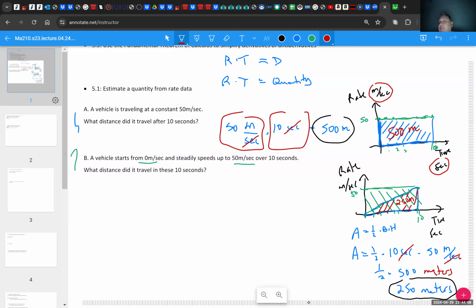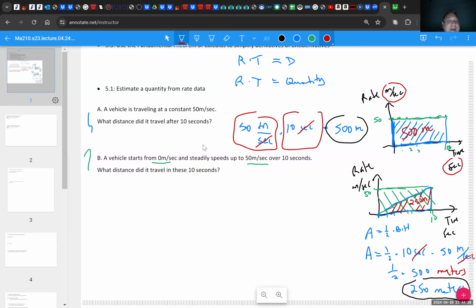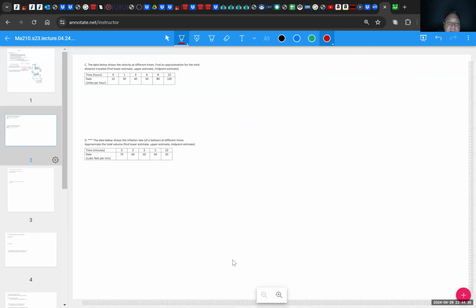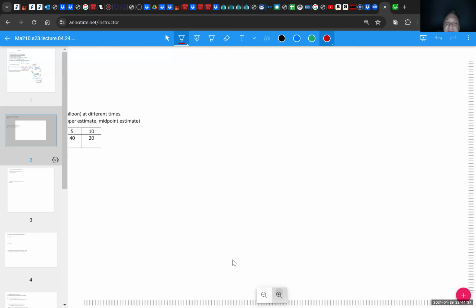So visually, hopefully you're seeing that if we can calculate the area under this rate graph above the x-axis, we can find the quantity during that time period. All right, so let's see something maybe more interesting than these simple examples. Okay, so let me zoom in here. I've got a couple more examples for us, and then that will be it for this video.